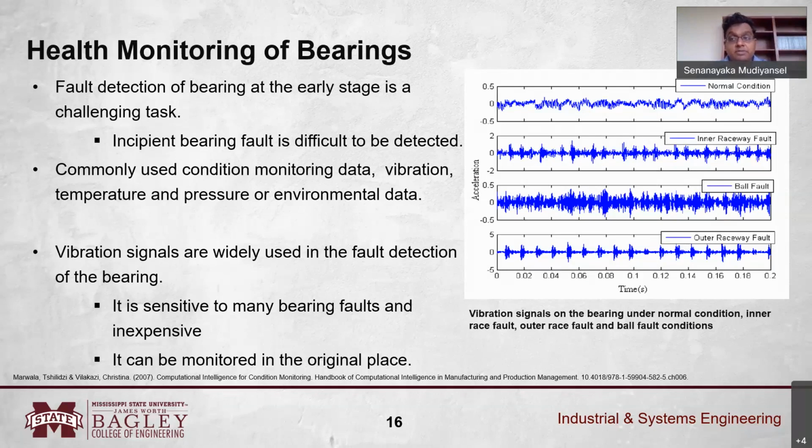In the normal condition, inner race fault, ball fault, or any type of outer race fault, the time-dependent vibration data is going to change. Vibration signals are a widely used type of signal when we talk about fault diagnosis or fault detection of bearings, and they are sensitive to many types of bearing faults and very inexpensive.